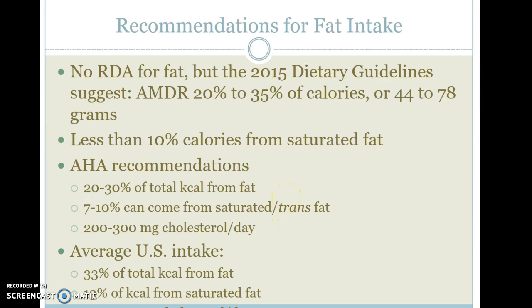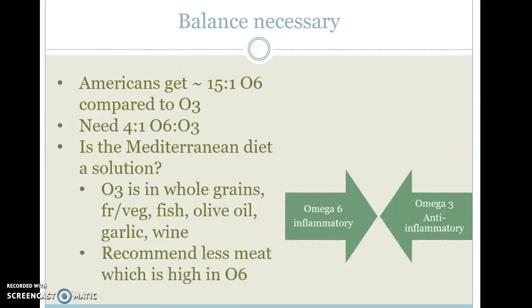This here then is the recommendations again. The balance necessary. Okay, so here is again, as I mentioned, most Americans get 15 to 1 omega-6 to omega-3. So we get 15 times the amount of omega-6s than omega-3. Recommendations I've heard are 1 to 1, 2 to 1. This is 4 to 1.